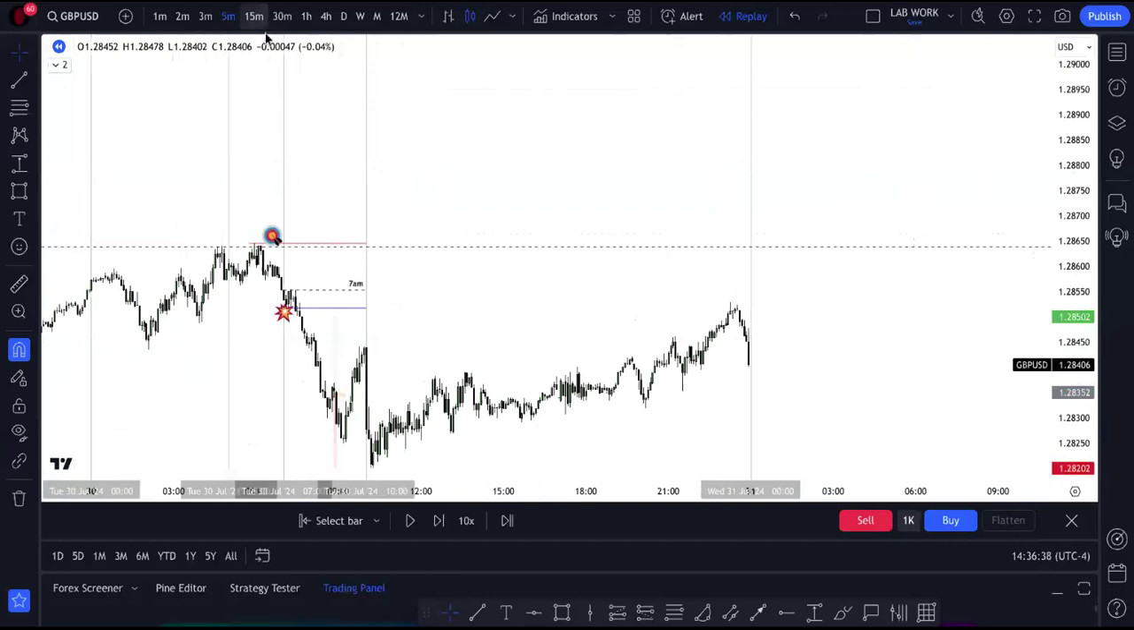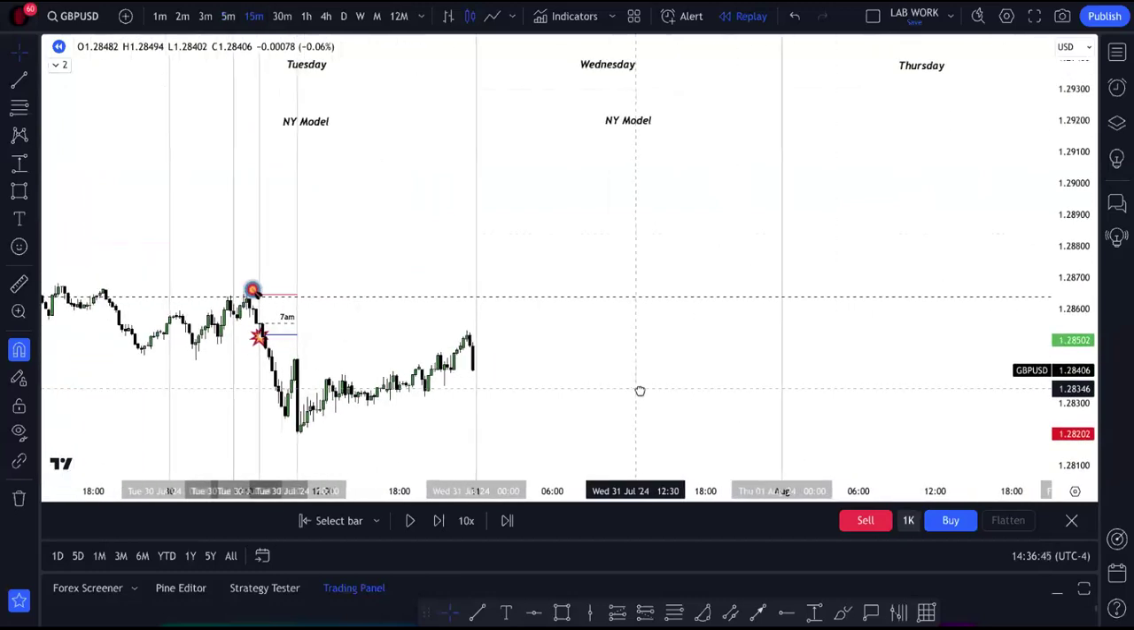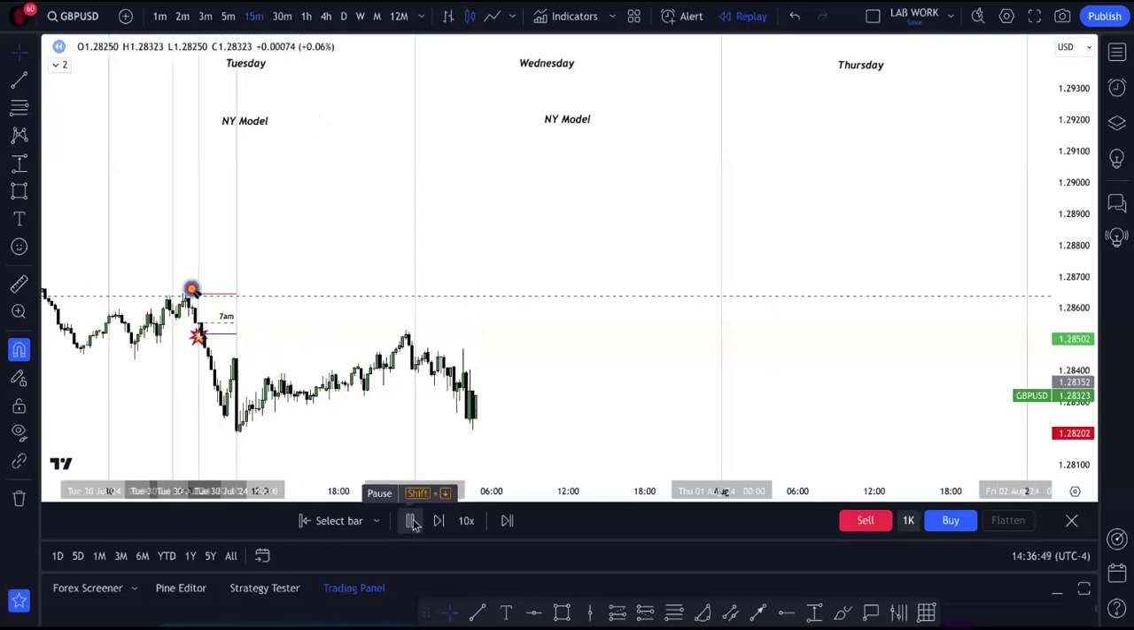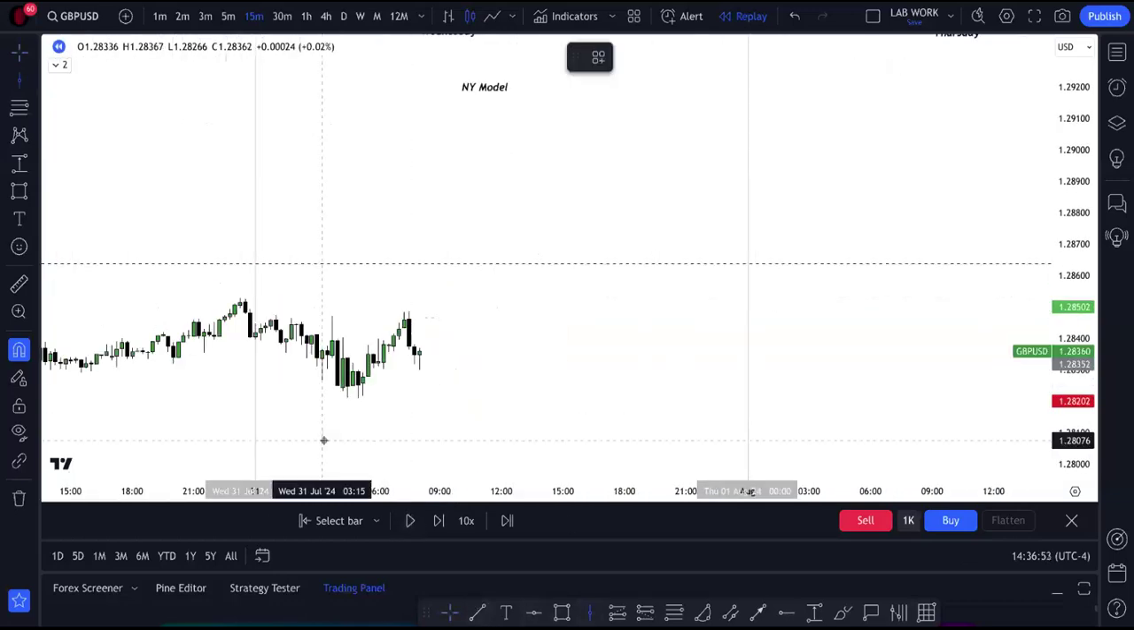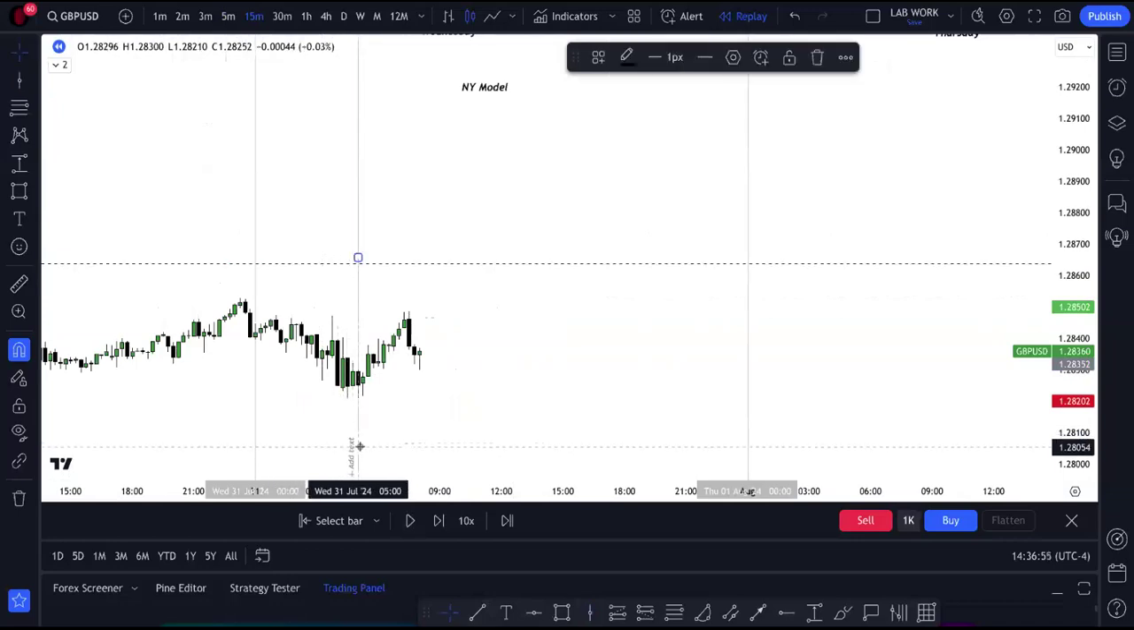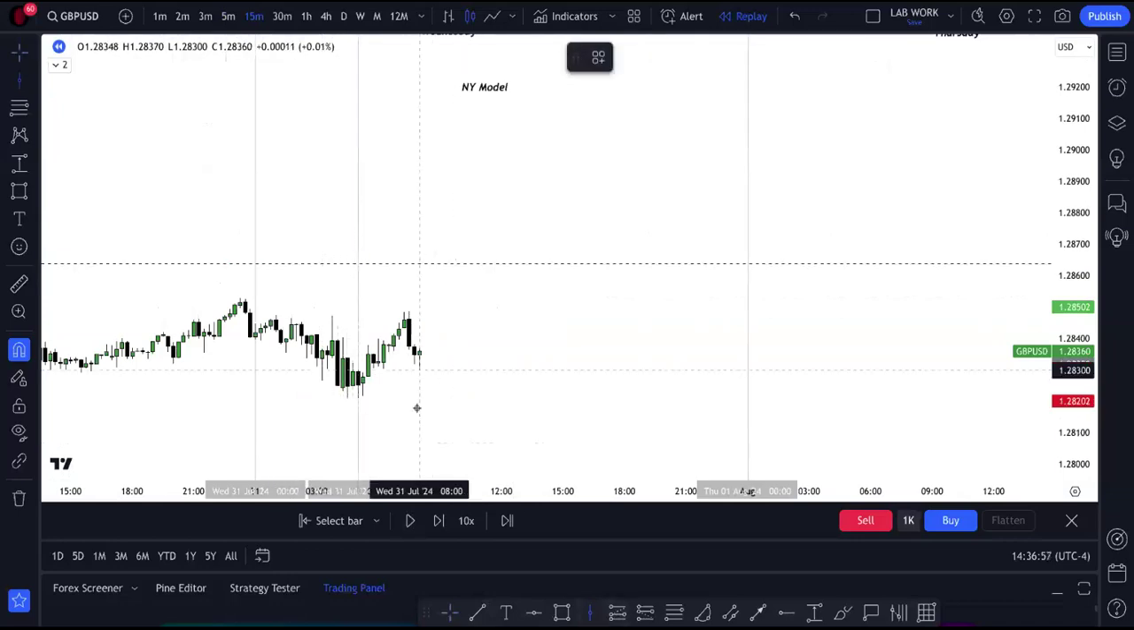But that's the New York model here on Tuesday. Let's look at Wednesday. Now, Wednesday is a losing idea, but I still want to show it to you guys so that you know trading is not always successful. Let's go into this Wednesday here.